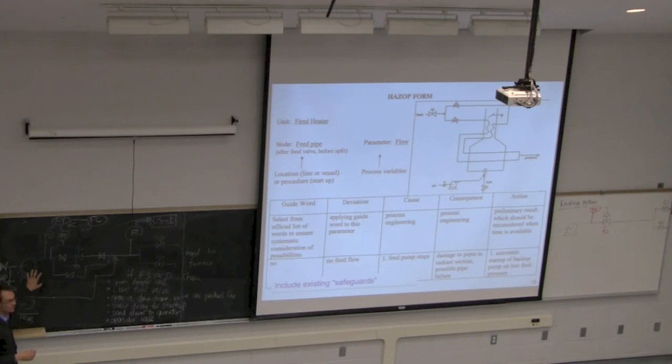One of the things we do need is we want to isolate this loop from this loop. So we want some one-way valves over here. Just a one-way check valve over here to prevent any backflow and wrong direction flow.